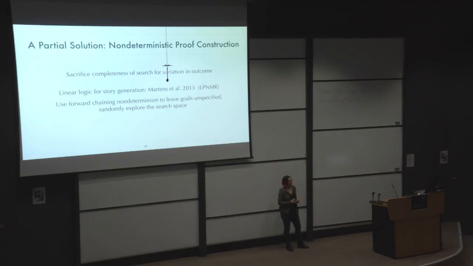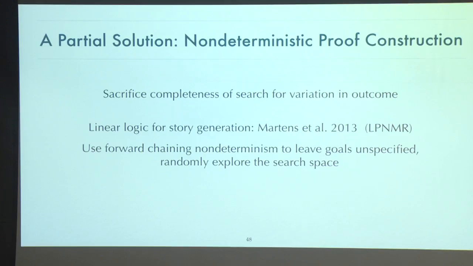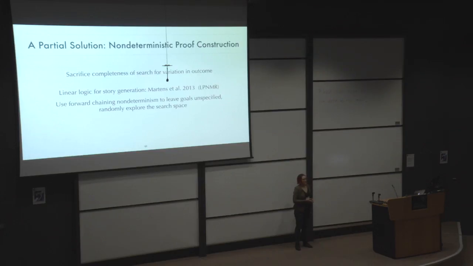My approach in my thesis, where I developed a linear logic-based programming language and showed that it could be used for specifying and generating narratives, was effectively to sacrifice completeness of search in favor of variation in outcome. I used a style of forward chaining logic programming that had non-determinism built into it. If multiple things could happen in the story, it would just choose randomly between them. And leaving the goals unspecified allows us to randomly explore the search space. This sacrifices the whole idea of a goal in the first place.